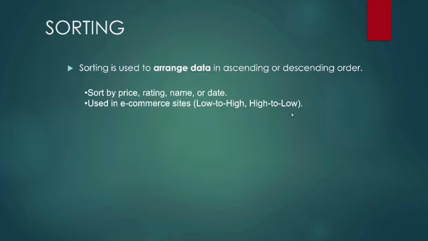And sorting. Sorting is used to arrange data in ascending or descending order, sorted by price, rating, name, or date, as on e-commerce sites, low to high and high to low. It organizes the data before it reaches the front end, and this helps the users view data in a meaningful order.